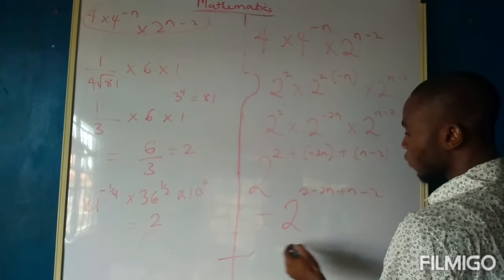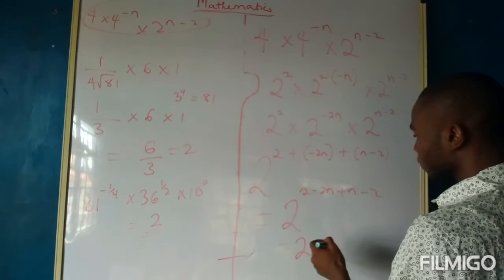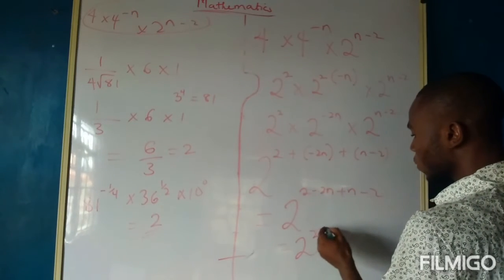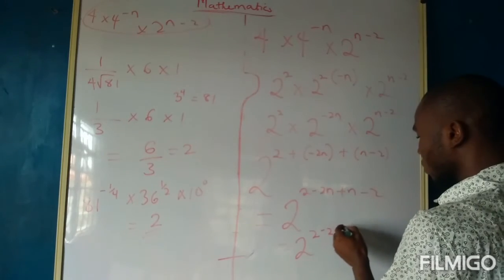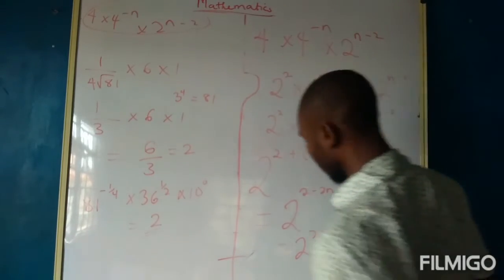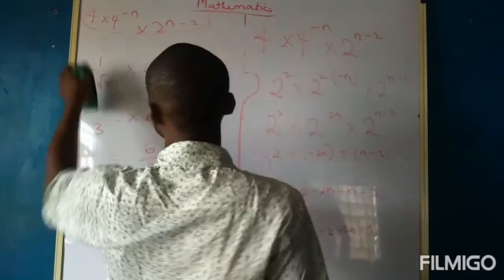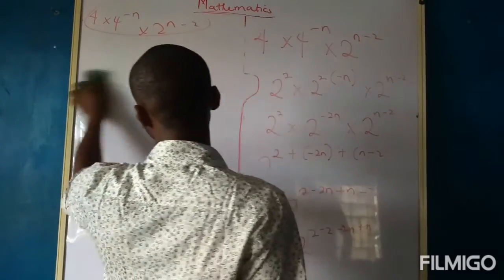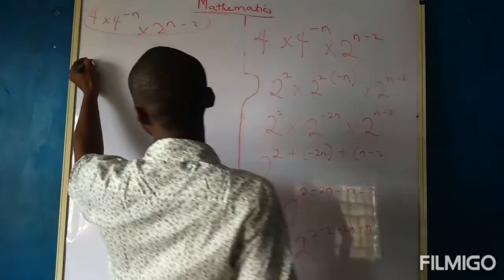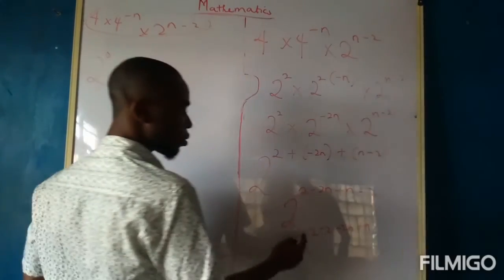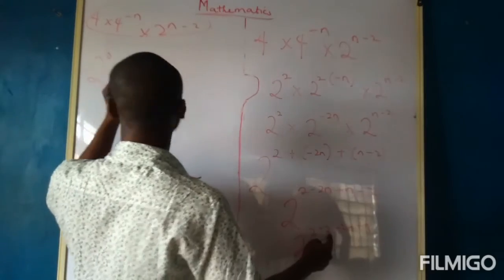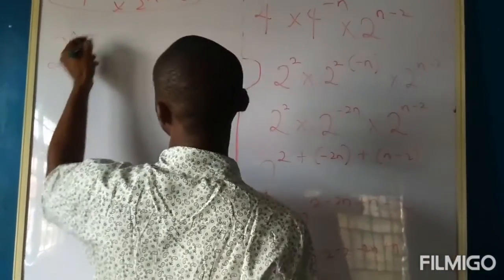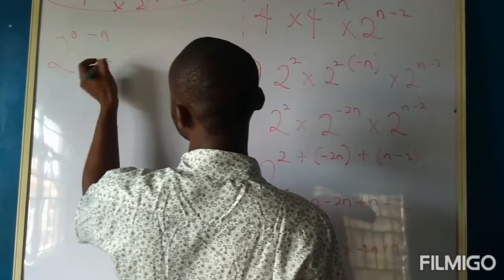So we collect like terms: 2 minus 2, minus 2n plus n. Then we now have 2 raised to 0, because 2 minus 2 is 0, and minus 2n plus n is minus n. Then the answer to this is equal to what?